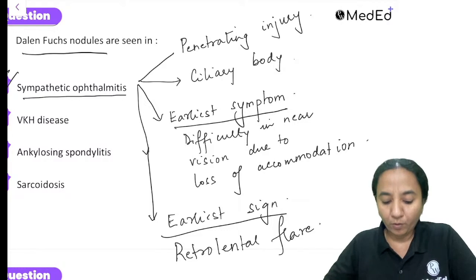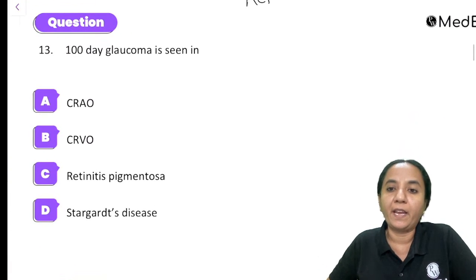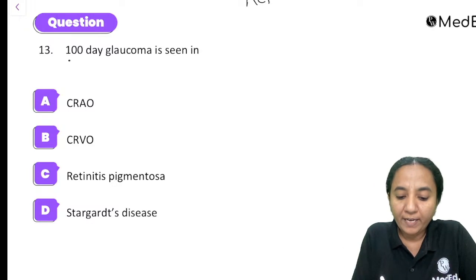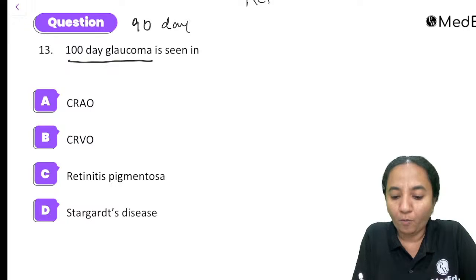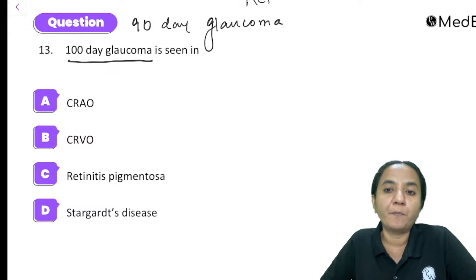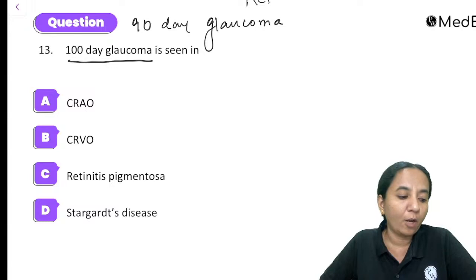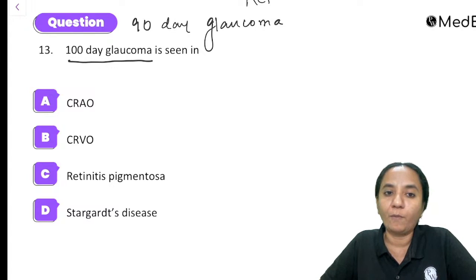Okay, chalo, let's go to the next question. Where do you get to see 100-day glaucoma? So 100-day glaucoma, or in some books it says 90-day glaucoma. It is a glaucoma which happens after a period of about 3 months.